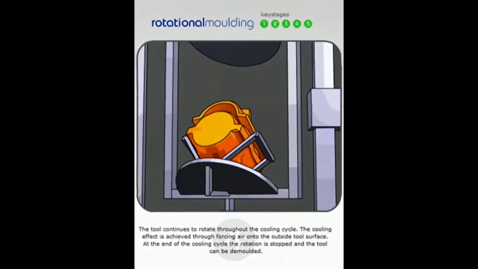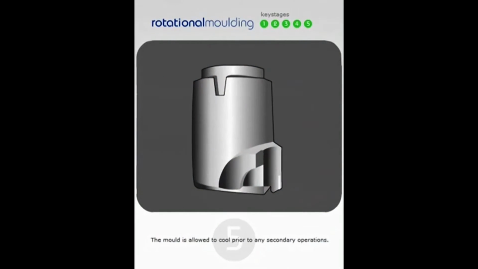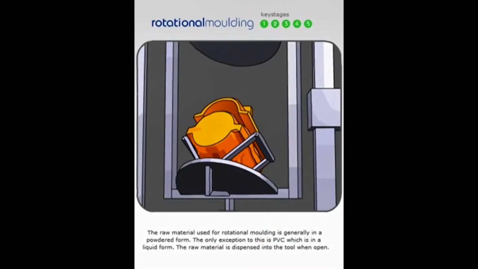So once it has cooled, the mold opens and finally the product comes out of the mold, that is the ejection step. So 4 major steps are there, that is charging, heating, cooling and part ejection.